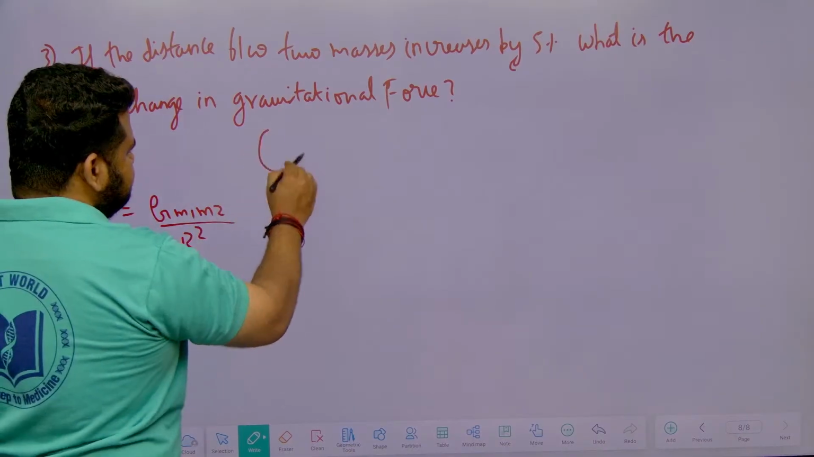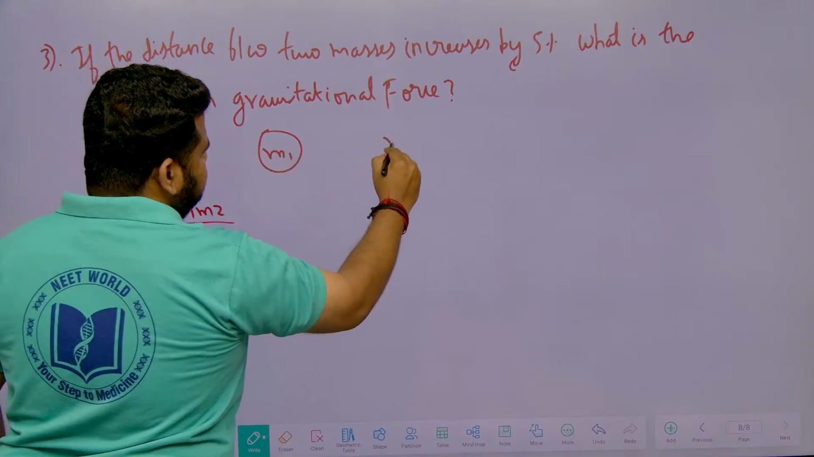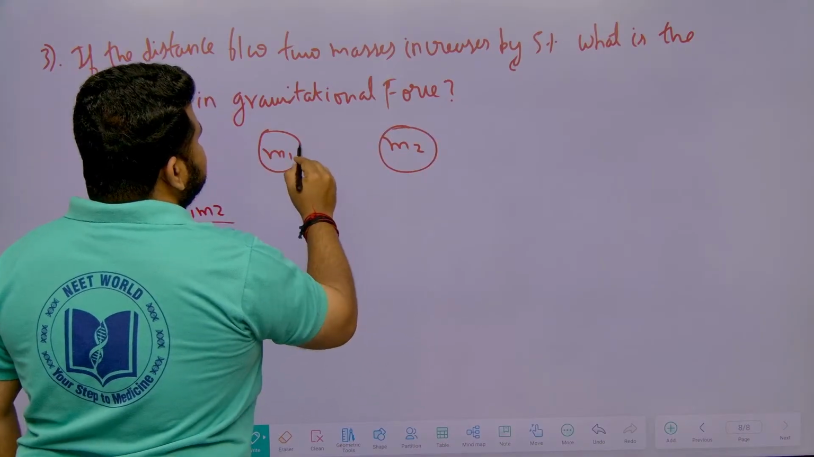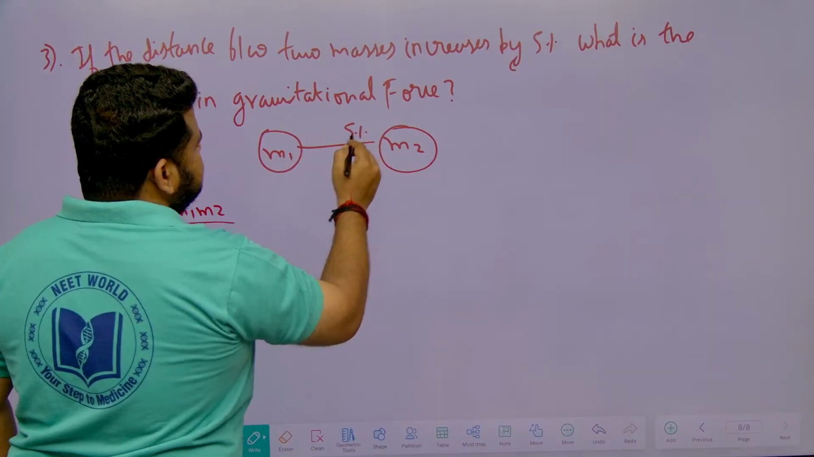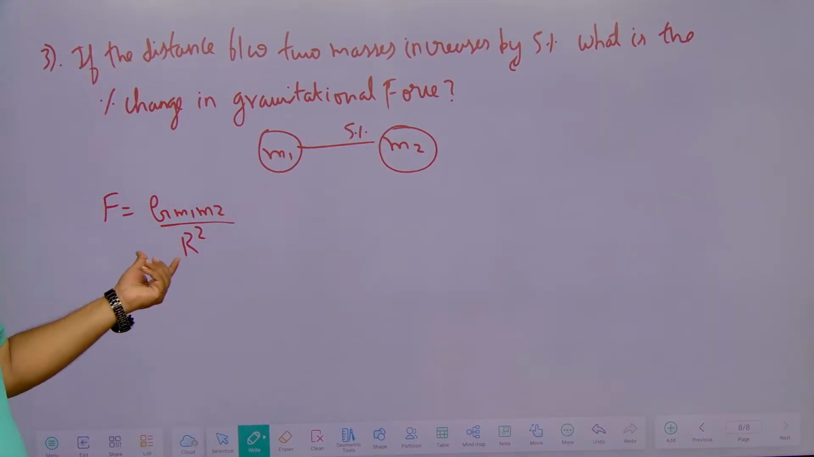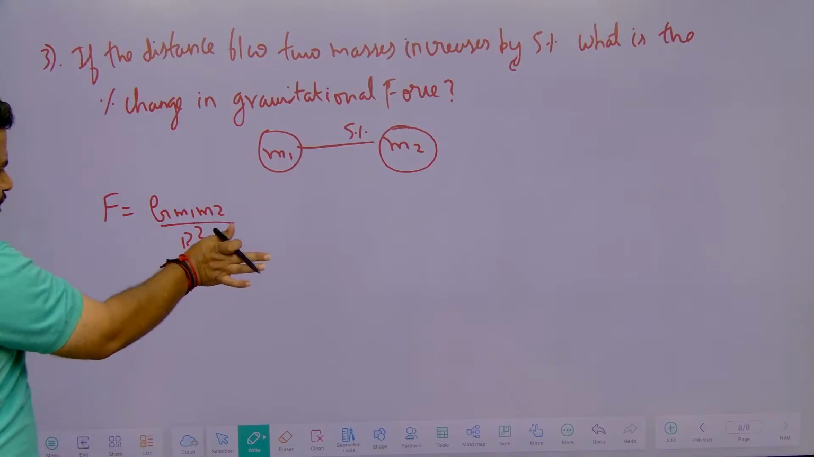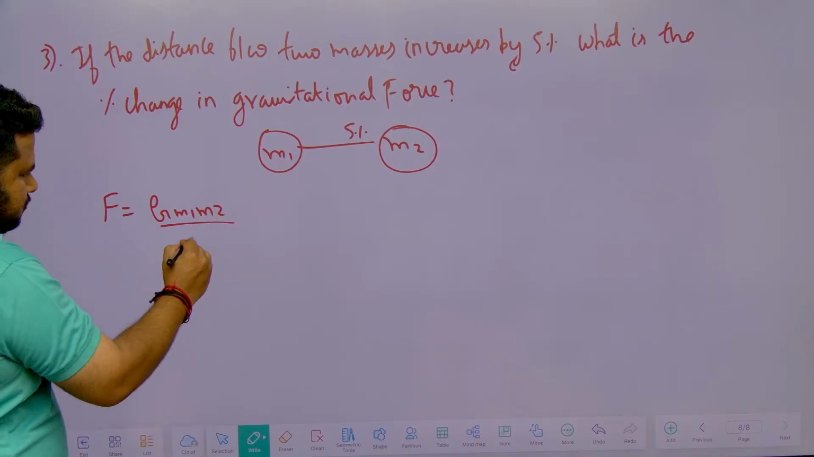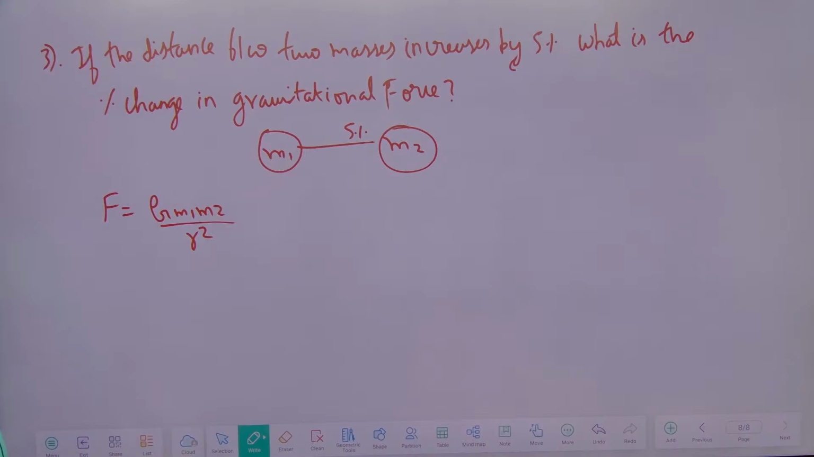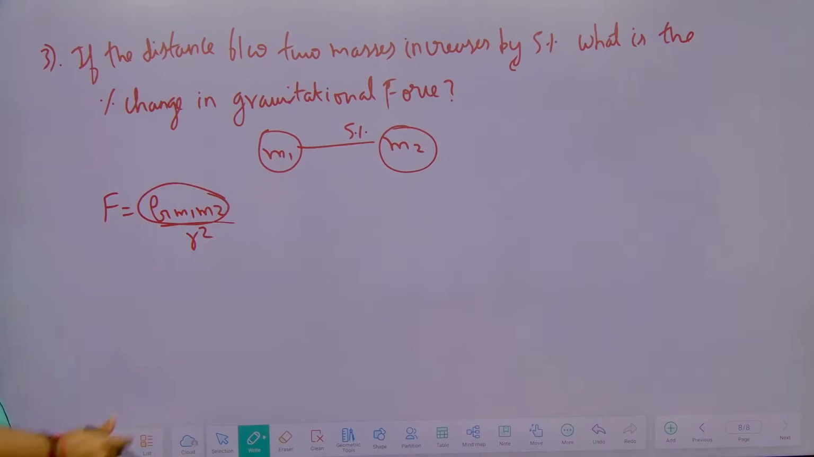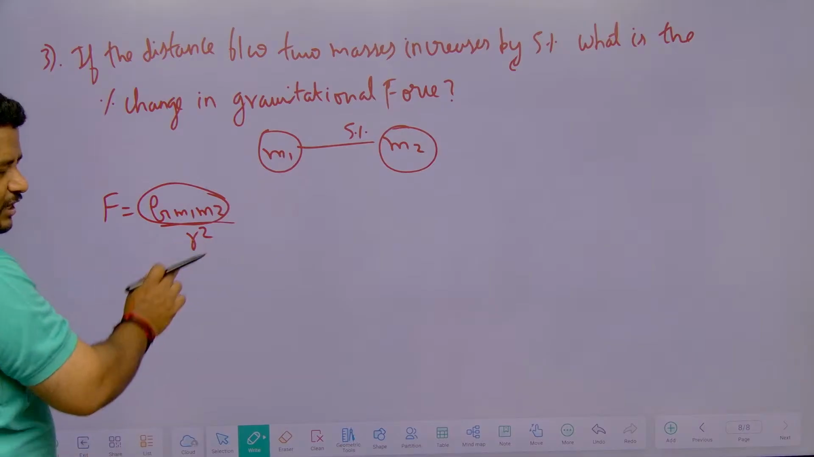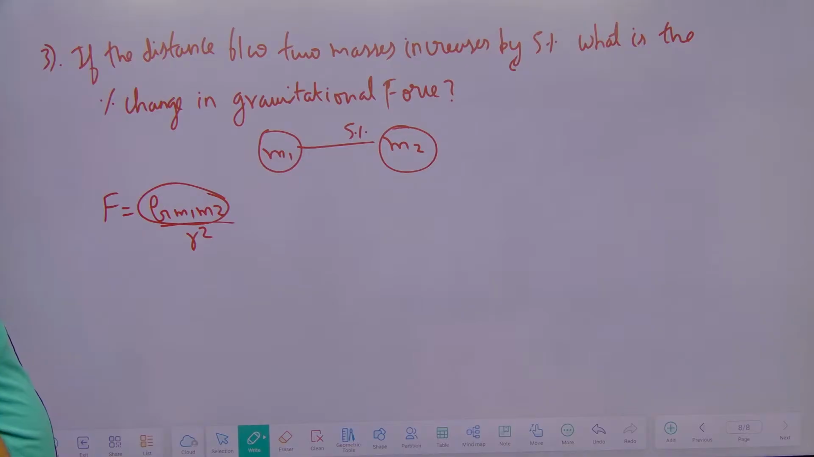So there are two masses m1 m2. The distance increases by how much? R by 5%. It is increasing by 5%. Distance here means the r value is increasing. Let me take it as small r. Now here definitely all these things are constant. For these two bodies only we are finding all these things are constant. So what we can do? Only r square we have to consider.